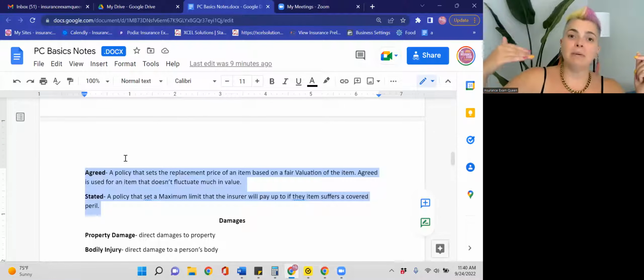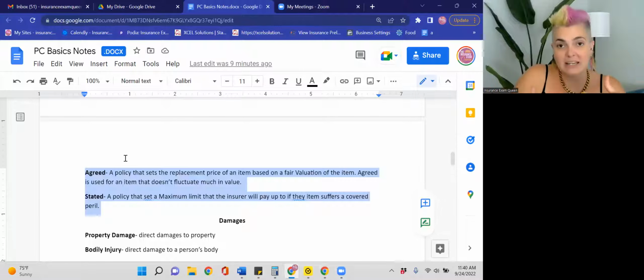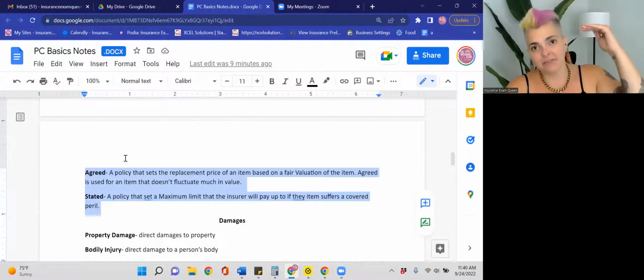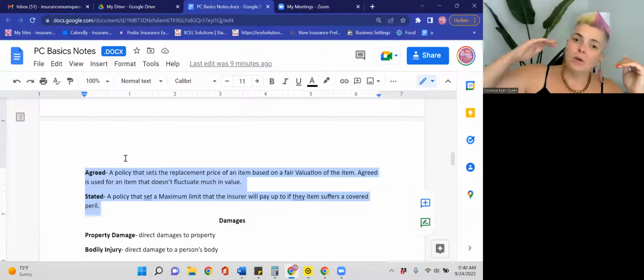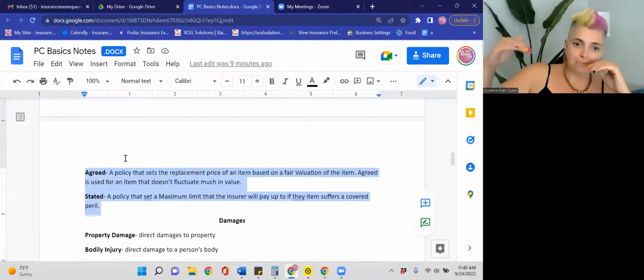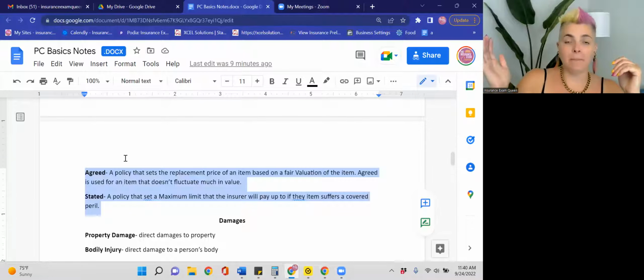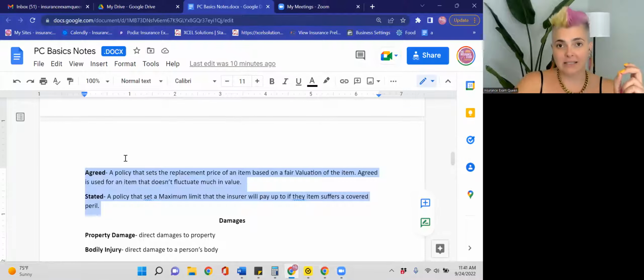We will pay you up to $1 million, but we may pay you less if the current price for that car is less. So agreed says we agree on exactly this value after a fair valuation, and we will pay you exactly this value if the item is destroyed. Stated says we will pay you up to this value. And it is the max that you can get, the maximum. You may get less, but this is the max. So stated will be a little bit cheaper because they might not pay you the full $1 million. The key words for agreed is fair valuation. You know they're talking about an agreed policy when you see the words fair valuation in the question.